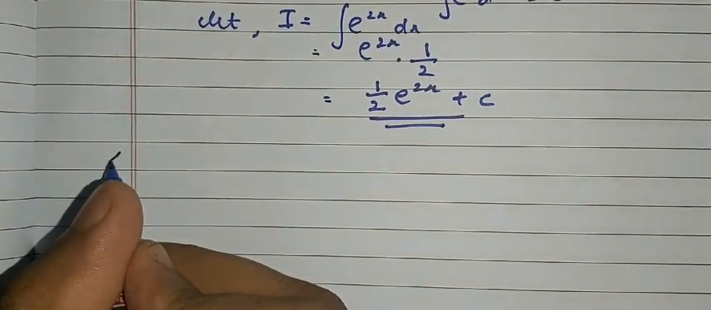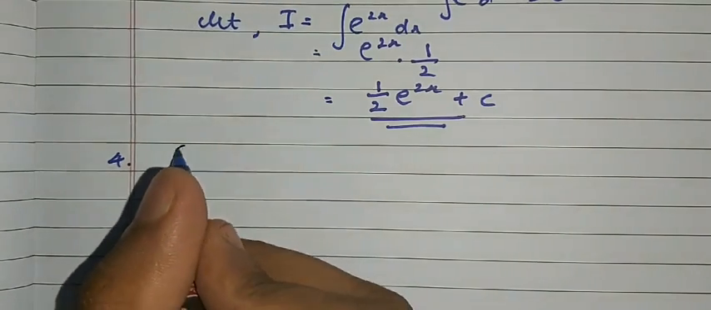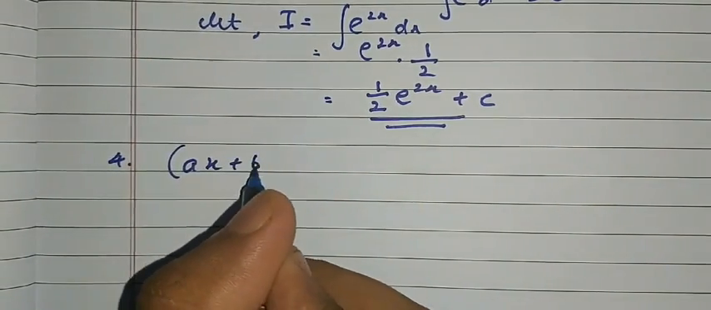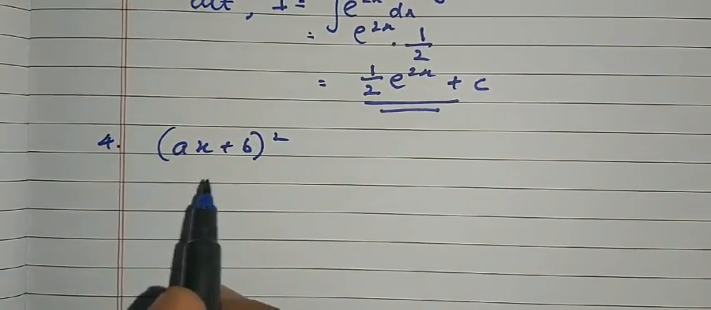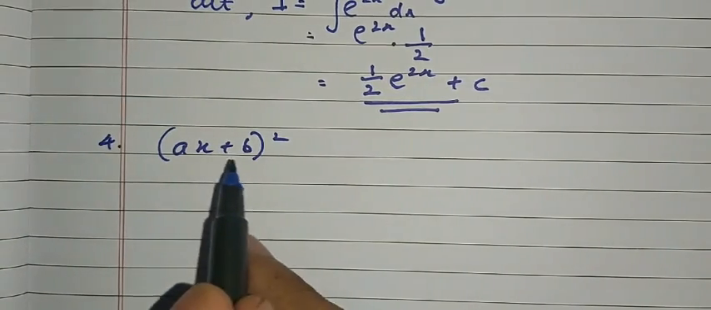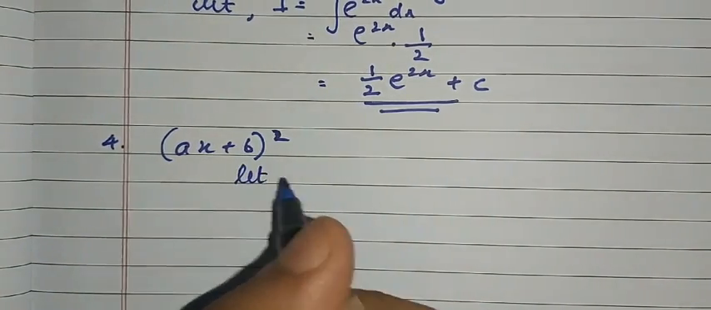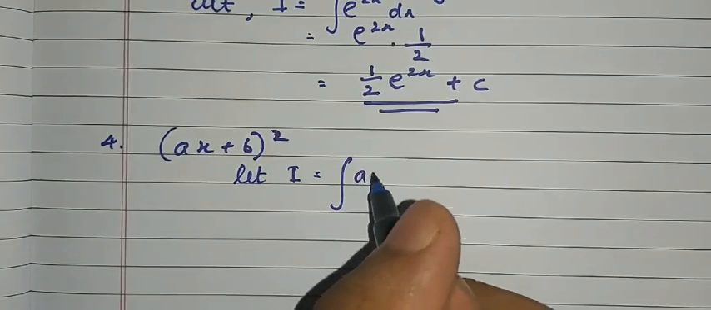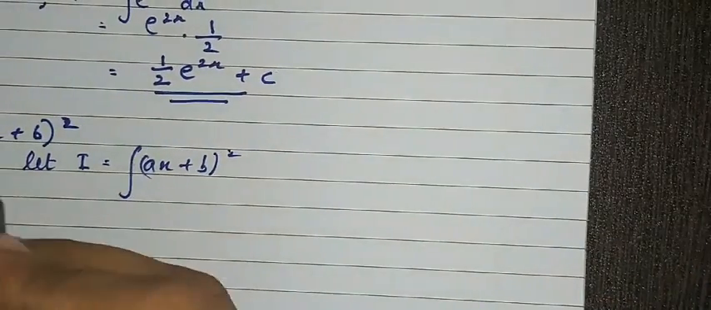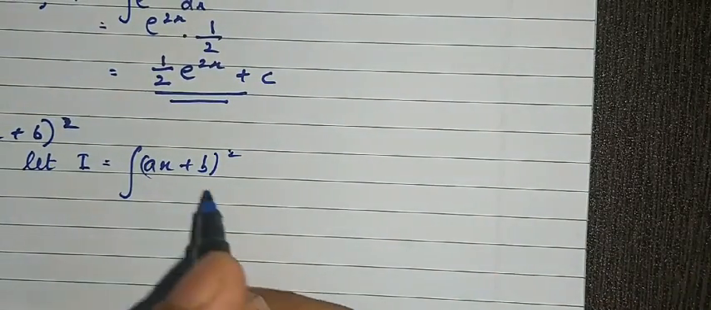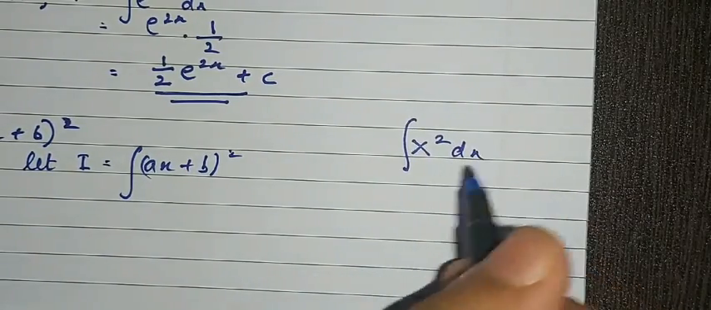Now we move on to the fourth question. It's asked to find the integral of (ax plus b) the whole square. You should put on a little concentration while doing this question. As usual, let I is equal to the integral of (ax plus b) the whole square. Let us take this ax plus b as x. So we are going to find the integral of x square dx.